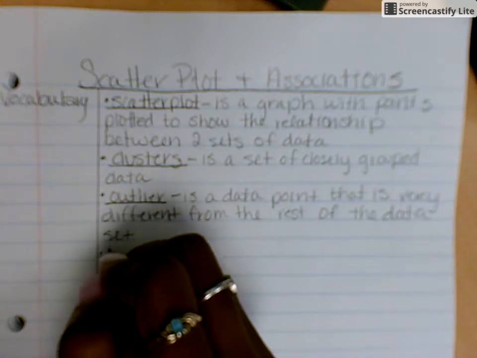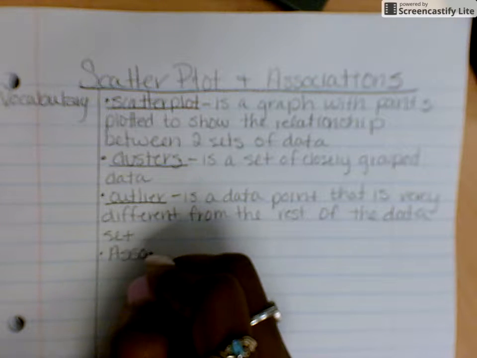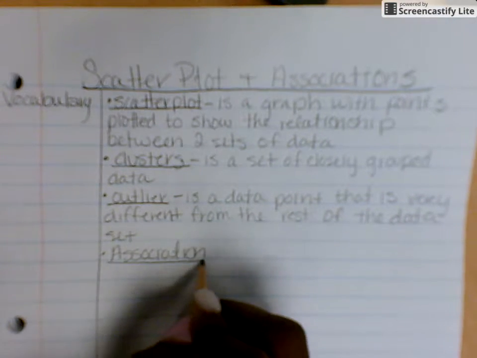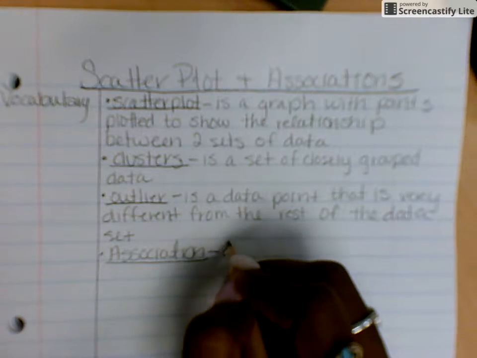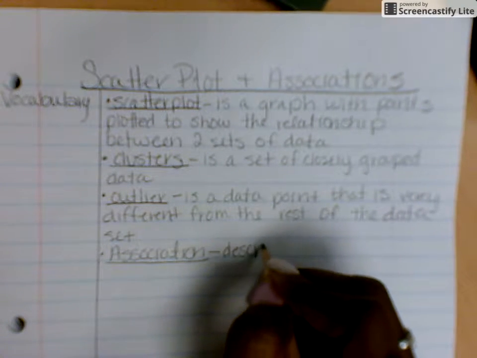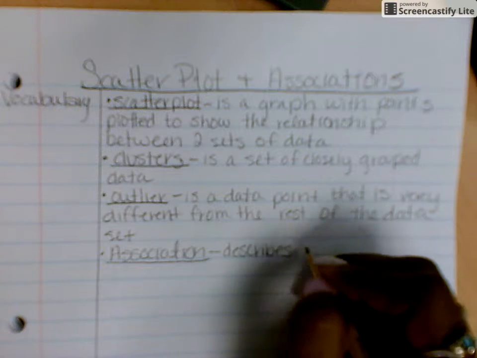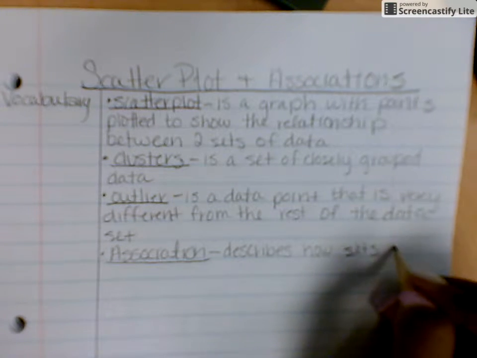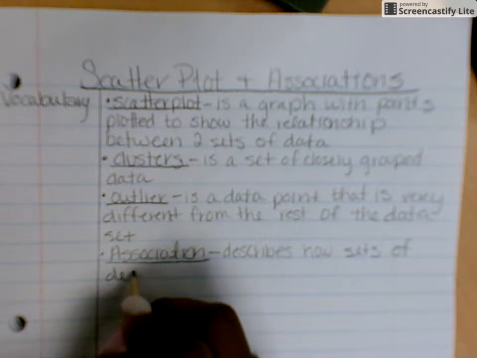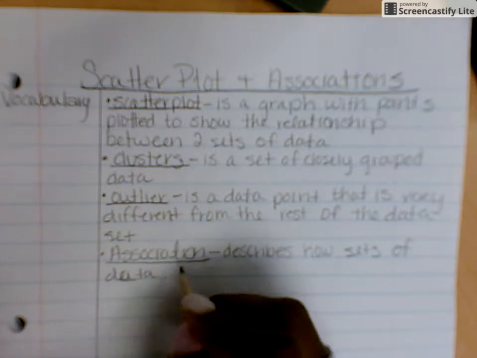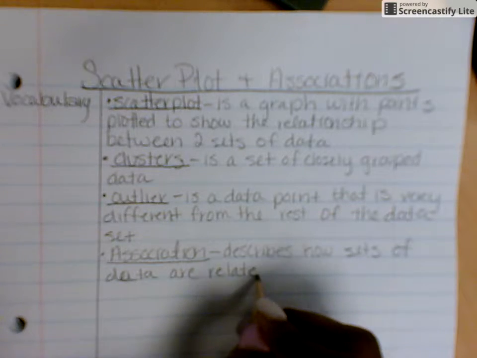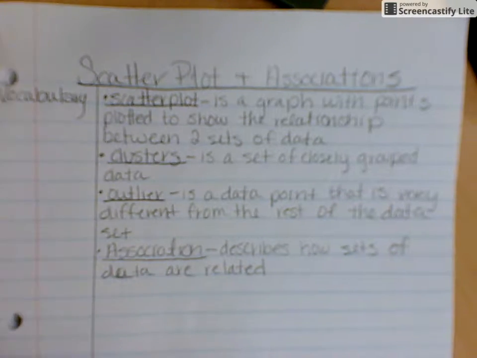Last vocab word is association. Association describes how sets of data are related. So like when you say, oh, that's not my friend, that's my associate, that's how you relate it. That's what you guys like to say.